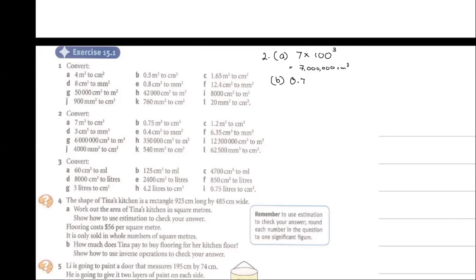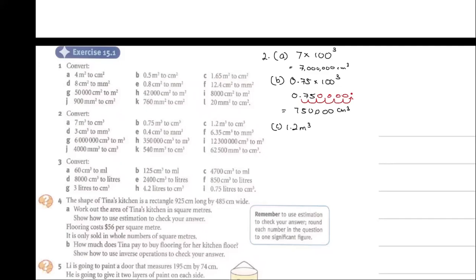Next, 0.75 times 100 cubed. So it is actually moving your decimal place by 6. Let me show it to you. You just need to move the decimal 6 places to the right, 1, 2, 3, 4, 5, 6. The rest will just be zeros. So the answer will be 750,000 cubic centimeter.